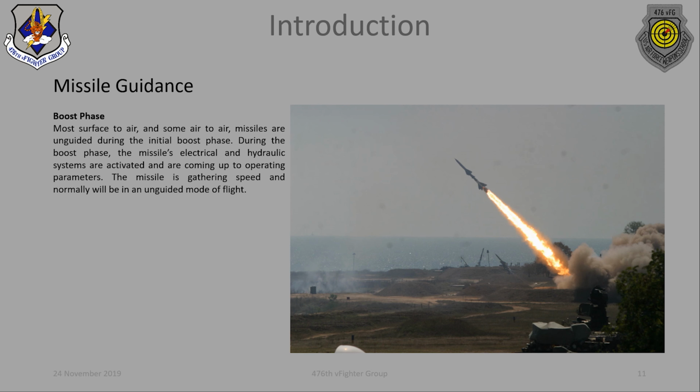So missile guidance then. It's broken up into a few phases. Initially, what you'll get is the boost phase. This is the point where the missile comes off the rail and starts flying. Most surface-to-air missiles and some air-to-air missiles during the boost phase are completely unguided. So, for example, SA2, SA3, SA5, SA4, SA6, I think Patriot and SA10 as well. Most of them are unguided for the first few seconds of their flight.